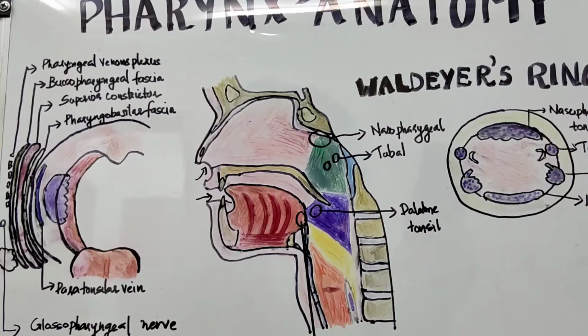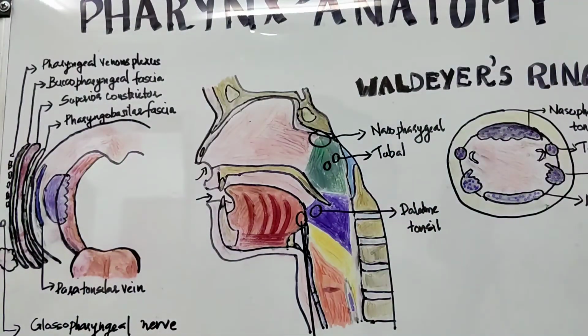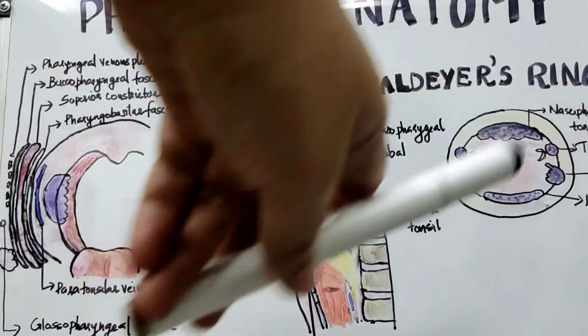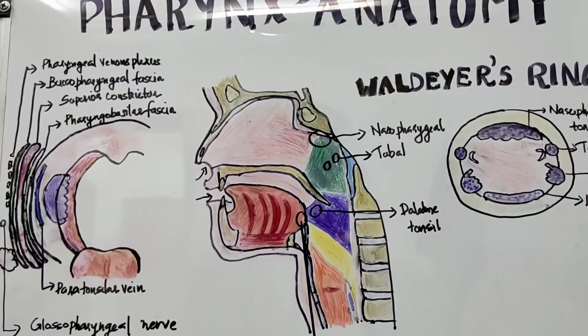So today we discussed the Waldeyer's lymphatic ring. It is a cluster of lymphoid tissues arranged in the form of a ring, and it consists of the nasopharyngeal tonsil, the tubal tonsil, the palatine tonsil, and the lingual tonsil. We discussed mainly the palatine tonsil, which is one of the most important tonsils, along with the tonsillar bed, blood supply, nerve supply, etc. So this is the end of today's video.